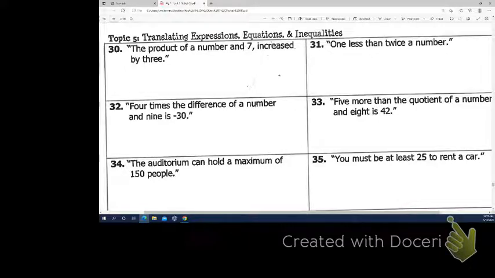All right? So product is multiplication. So a number and 7 just means we're doing like 7x increased by 3. So plus 3. And in this case, there's no "is." It's not an equation. It's just an expression. This one has an "is." So it is going to be an equation. So this one is going to need an equal sign.